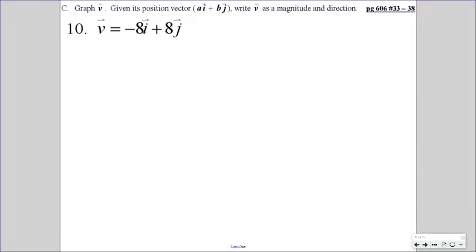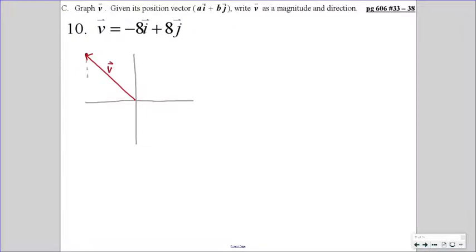Okay, so this is where we start to change things up. Instead of magnitude and direction, what happens if we're given horizontal and vertical components? We want to turn those into a magnitude and a direction. Well, the first thing we're going to do is graph the vector, and then see what happens here. So when I graph this vector, it's defined as negative 8 in the horizontal and positive 8 in the vertical. So we go left 8 and up 8. It's going to create a perfect 45-degree angle there. Okay, so there's our vector v.